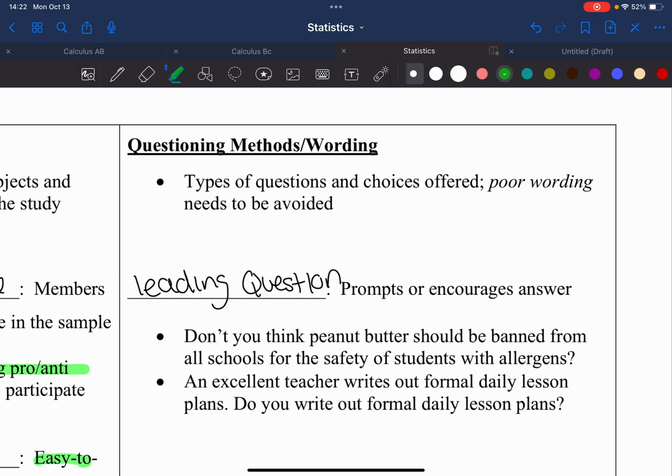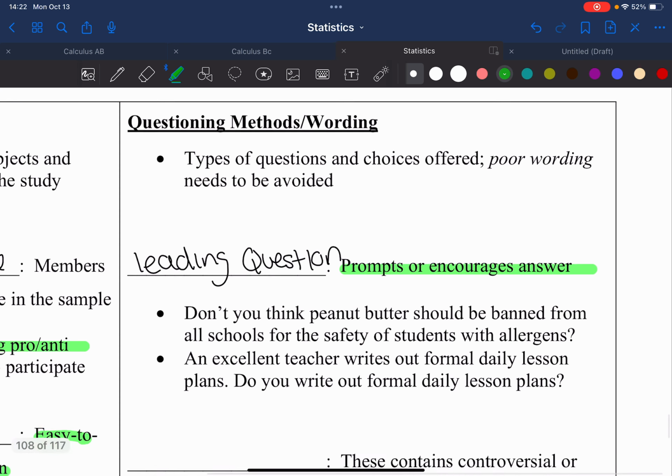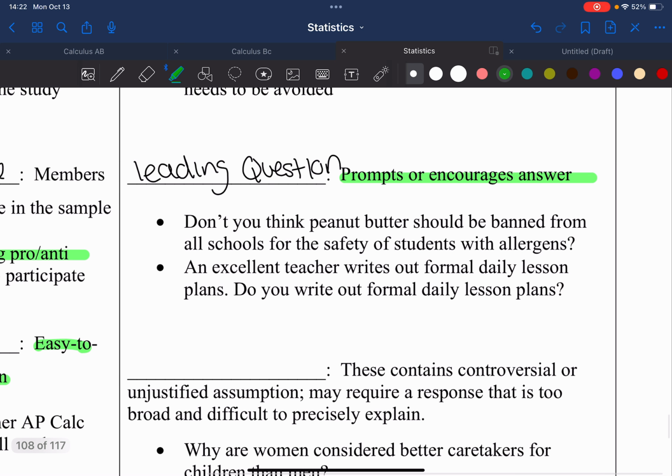This is something that prompts or encourages an answer. For example, an excellent teacher writes out formal daily lesson plans. Do you write formal daily lesson plans? Well, if you were to go ask this to your teacher, I guarantee that they would say yes because they want to be considered an excellent teacher.